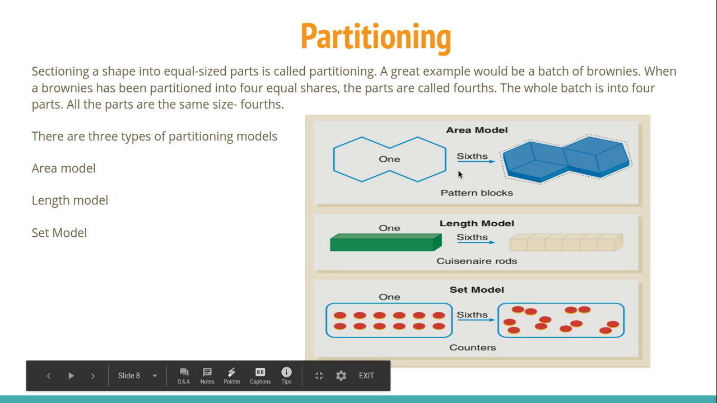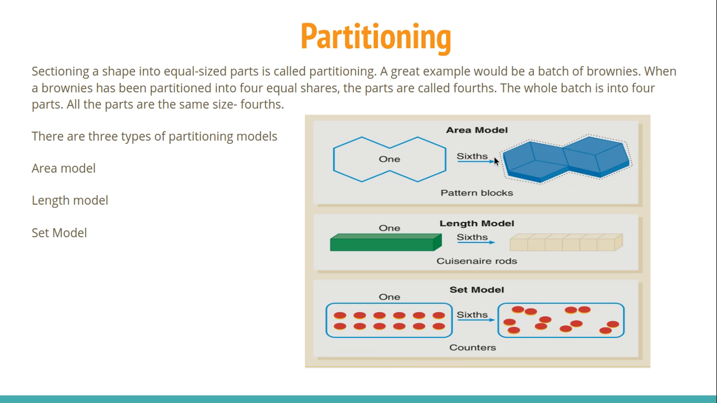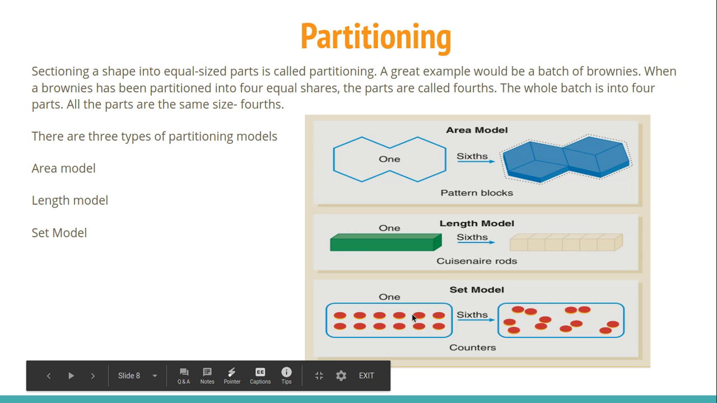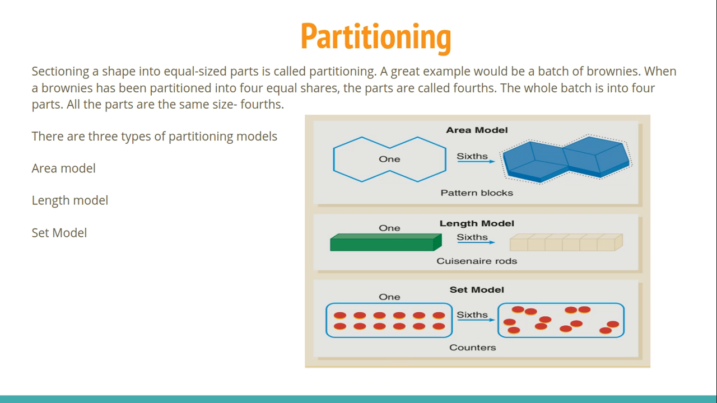So here's a great example of the area model. You have the pattern blocks, and then there's the area, it's all filled in. Length model, again, all filled in, and then cut into sixths. And then same with this model, the set model. You have a set and they're cut into 6 again.